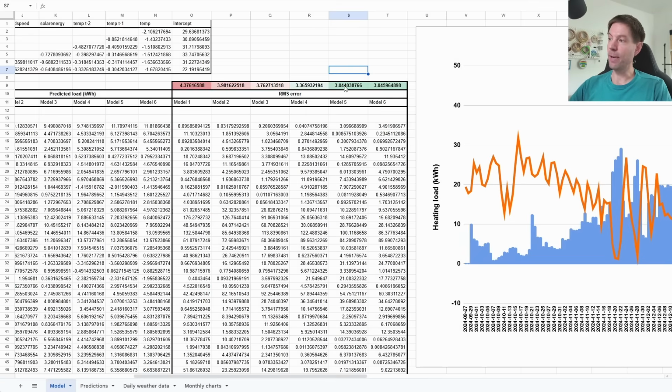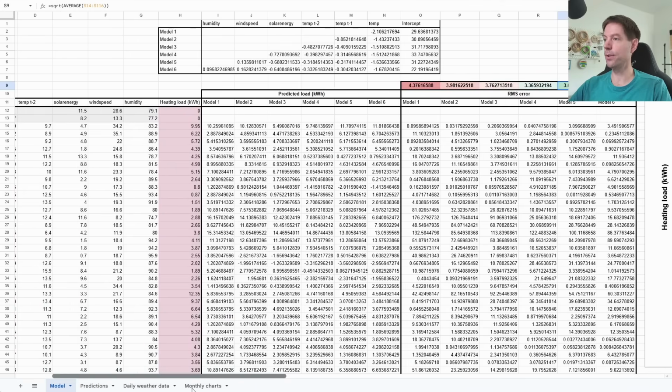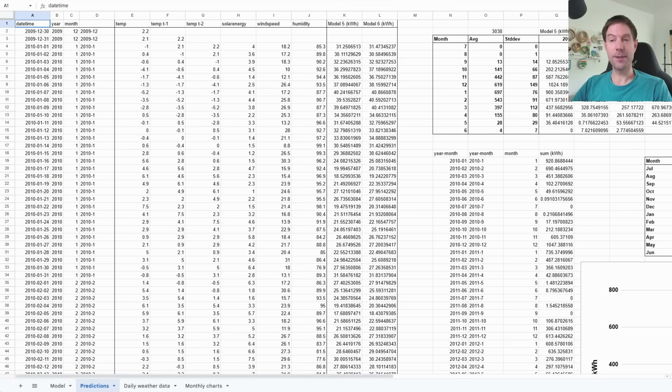So the best model of all of these is model 5, which is the one that includes the three temperatures, today, yesterday, and the day before, the solar energy, and the wind speed. So that's the model I'm going to use in the next section. At this point, you may be asking yourself, what's the point of doing all that work? What does it get you?